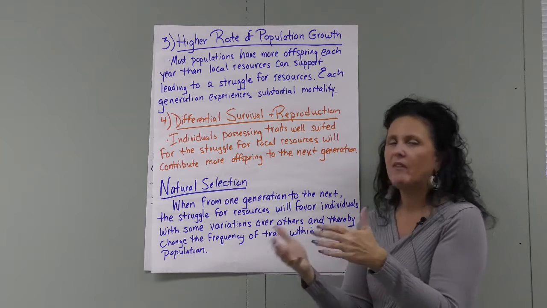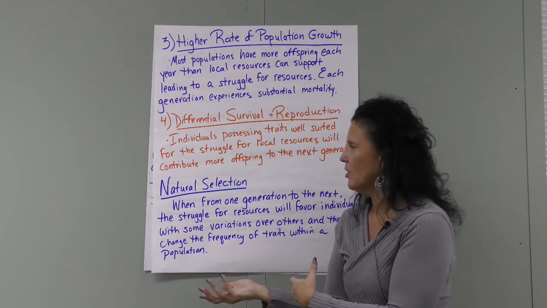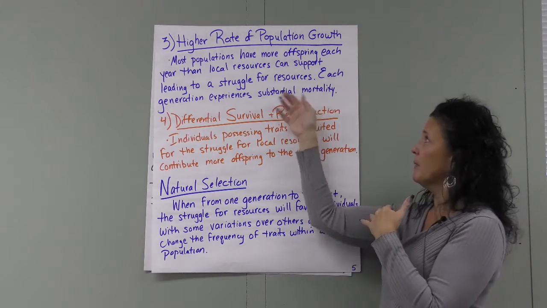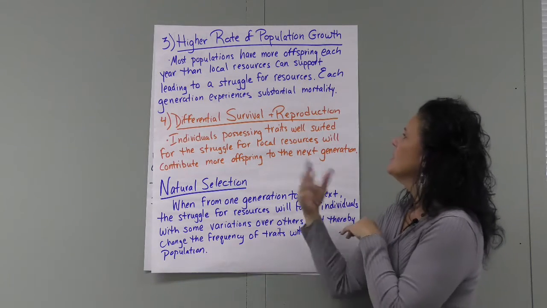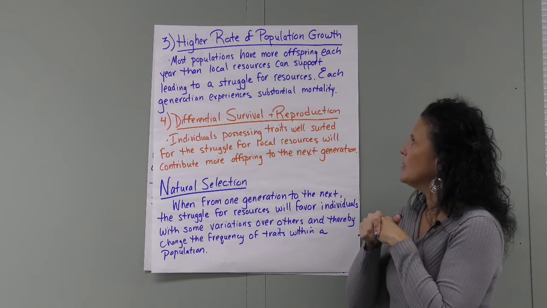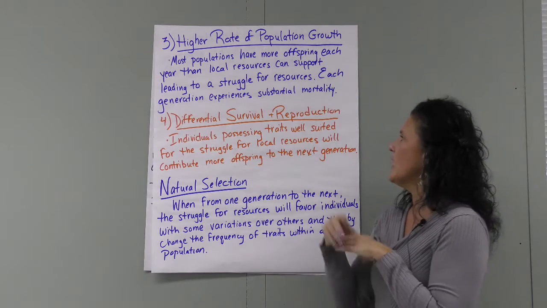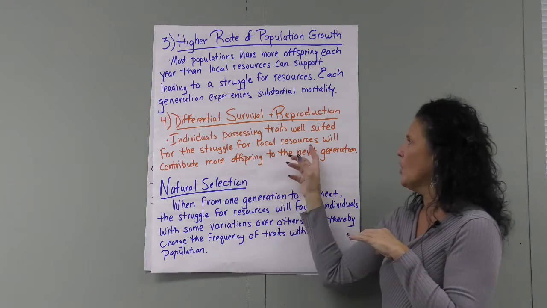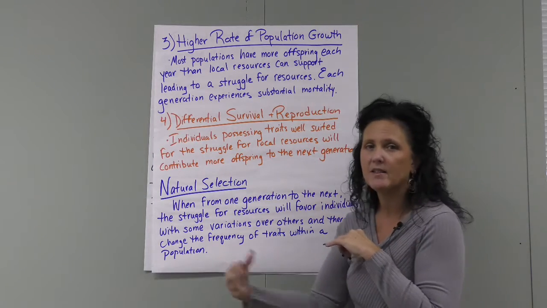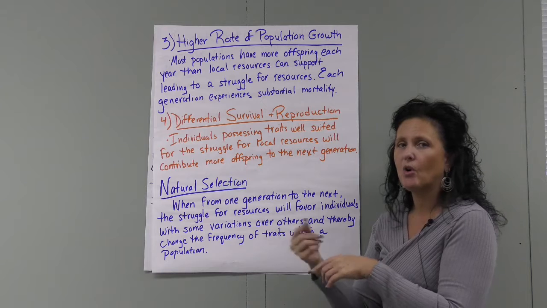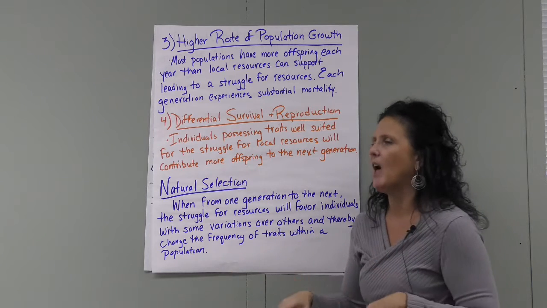So if you don't have anything to eat, then your species will die off, or the people will die off, or some of the animals will die off. Differential survival and reproductive rates. Individuals possessing traits well suited for the struggle for local resources will contribute more offspring to the next generation because they survive. Those attributes are then in turn passed on, and we'll look at that more when we look at natural selection.